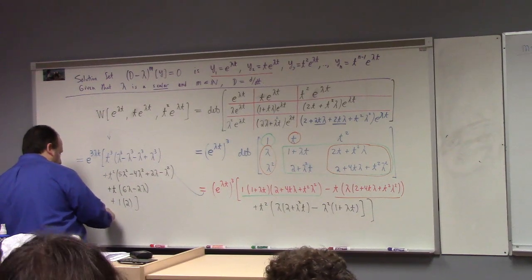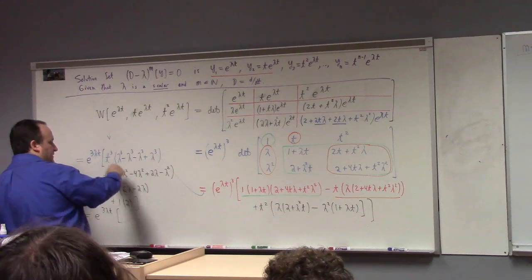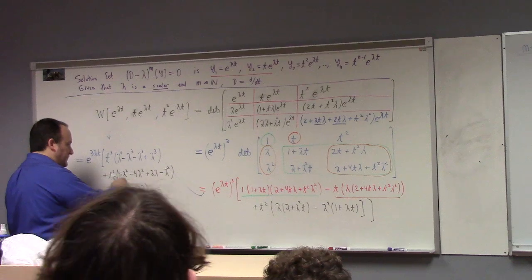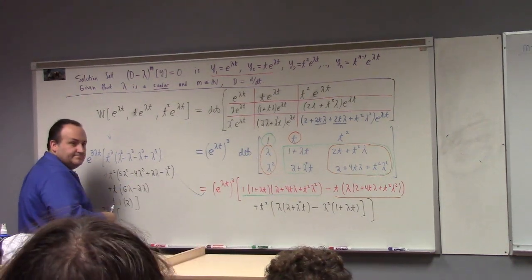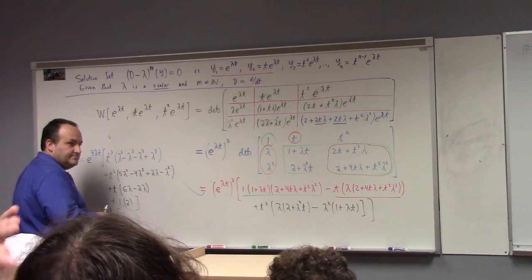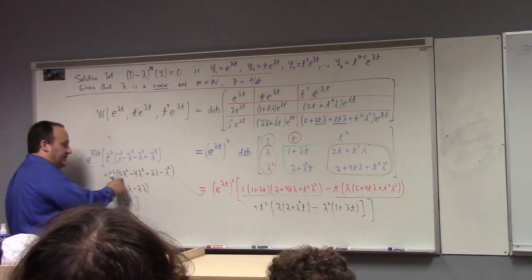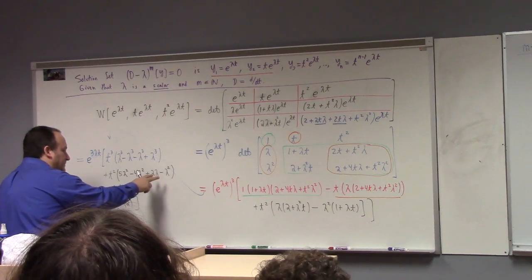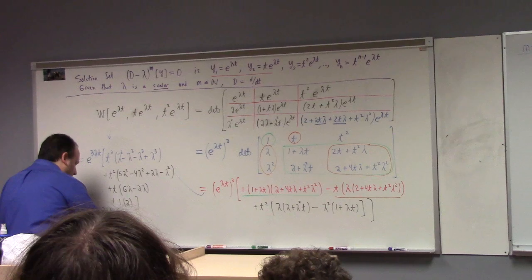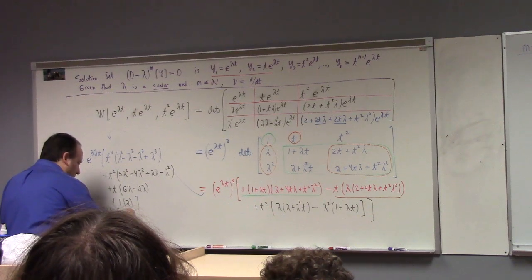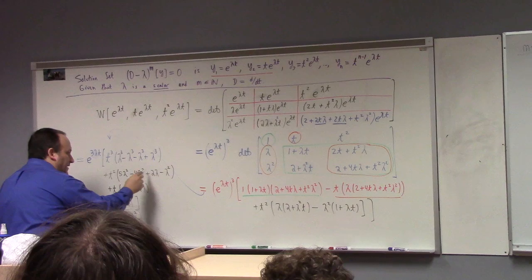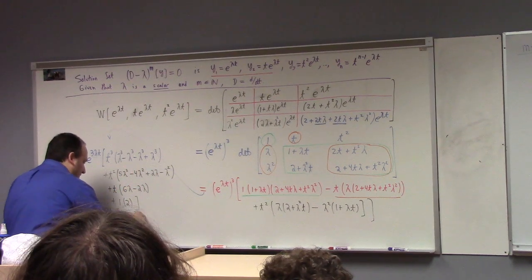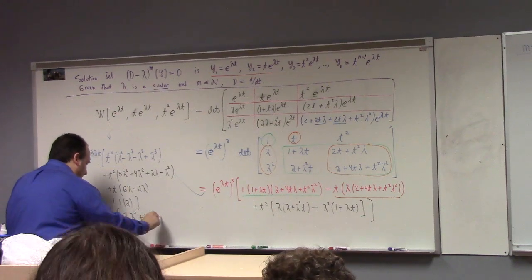e to the 3 lambda t. This is 0. What about up here? This was also what? I think this is also 0, right? Because I get, oh, wait a minute, is it? Oh, I got 7 minus, I get 2 lambda squared? Is that right? Yeah. Because I got 7 minus 5, which is 2. So I got 2 lambda squared plus 4 lambda plus 2, right?